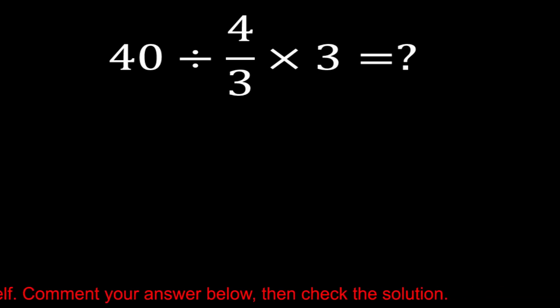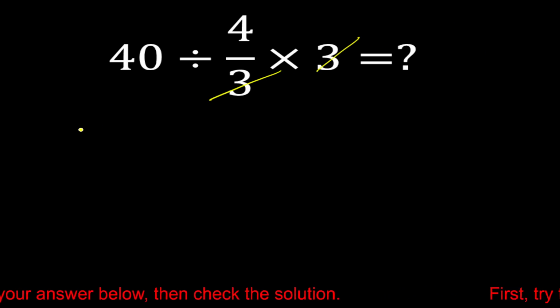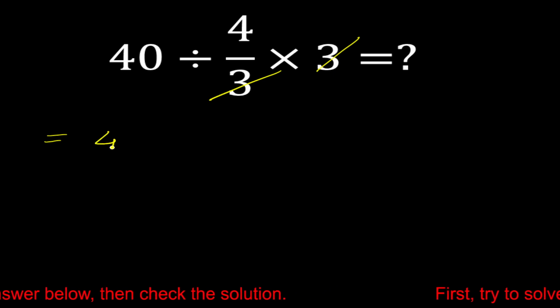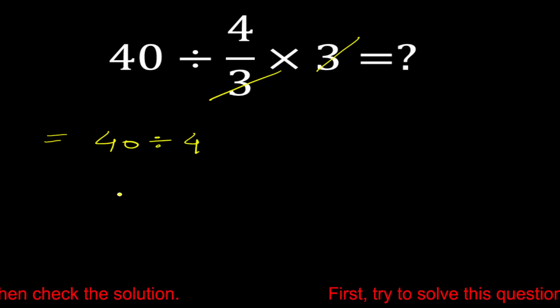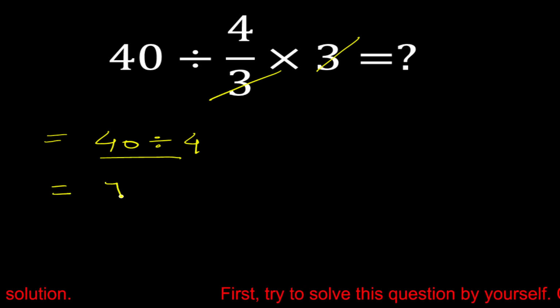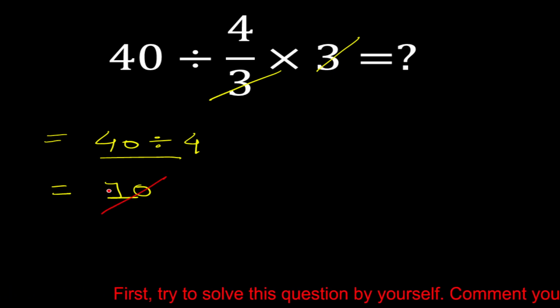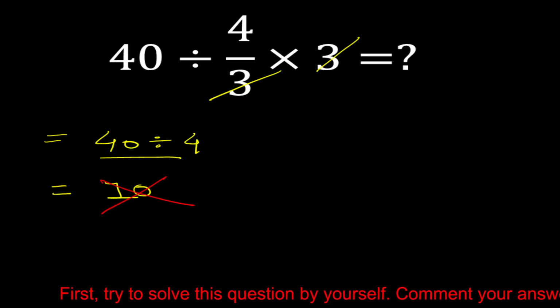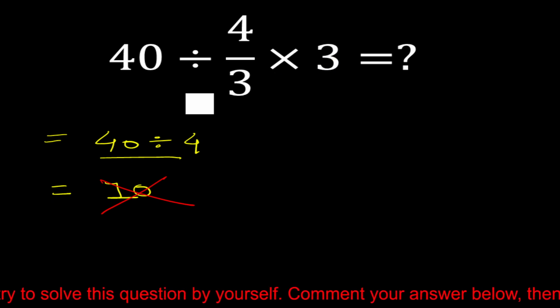So most people solve this question like cancel this 3 by using this 3, okay? Is equal to 40 divide by 4 is equal to 40 divide 4 is equal to 10. But this answer is not correct. This answer is completely wrong, okay? Now let's solve this problem correctly by using a PEMDAS rule.